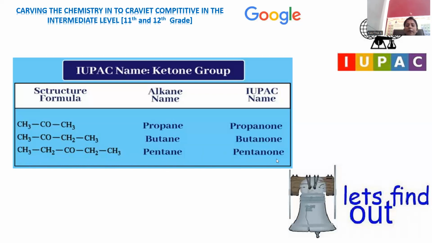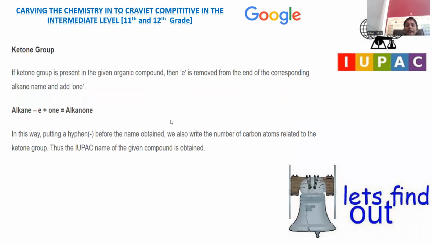So 3-pentanone is the name for the given compound. What does IUPAC say? The IUPAC rule for the ketonic main functional group: if a ketone is present in the given organic compound, you can remove the E from the alkane and add -one, so that we can pronounce it as an alkanone. The compound is pronounced as an alkanone. Okay, this is the name given by the IUPAC nomenclature.